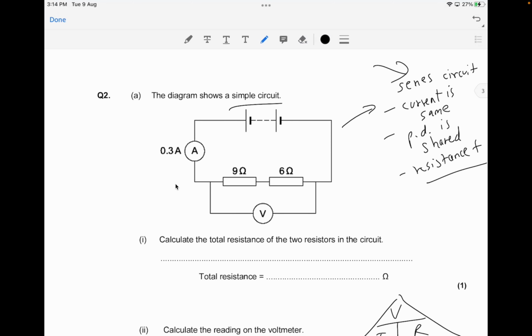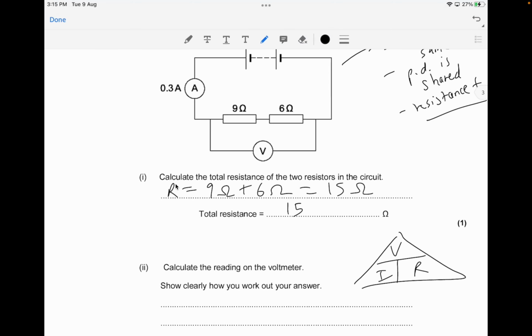So we have to calculate the total resistance of these two resistors in the circuit. What we're going to do is we have resistance equivalent to 9 ohms plus 6 ohms, that's going to be 15 ohms. So now this is going to be your value for total resistance. You're just going to write down 15 ohms. That's it. All right, let's move on to the next question.